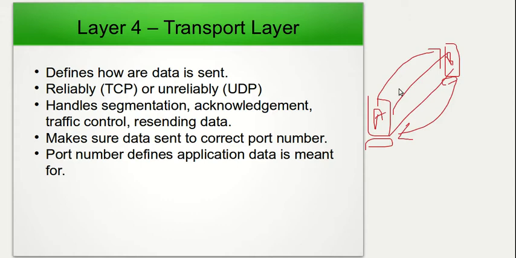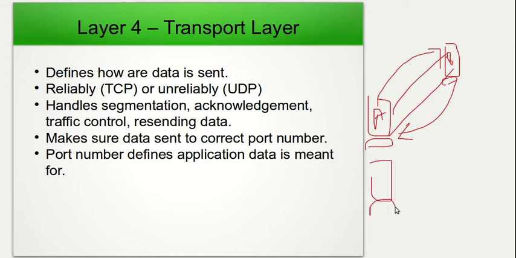So the transport layer handles segmentation, which is essentially taking the data it receives and segmenting it into manageable chunks that the destination device can understand and handle. It also deals with traffic control, making sure that the destination device isn't overloaded with too much data. The transport layer also deals with port numbers. A port number defines what application the data is meant for on the destination device.